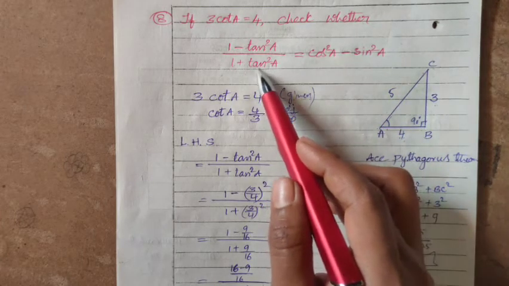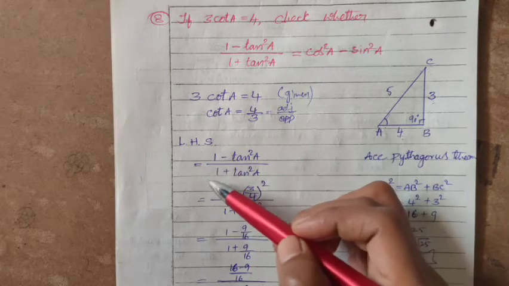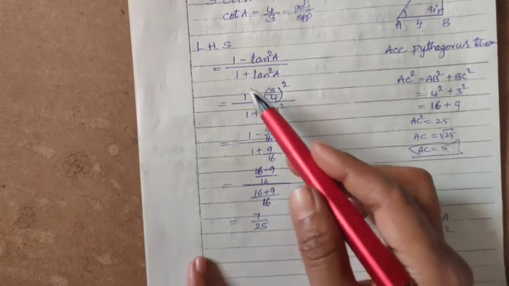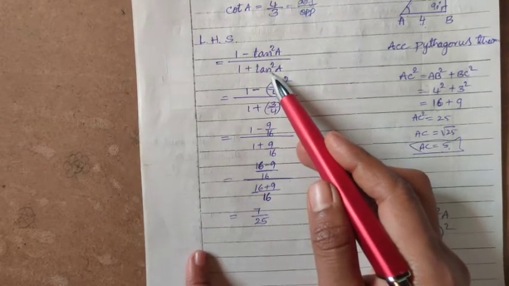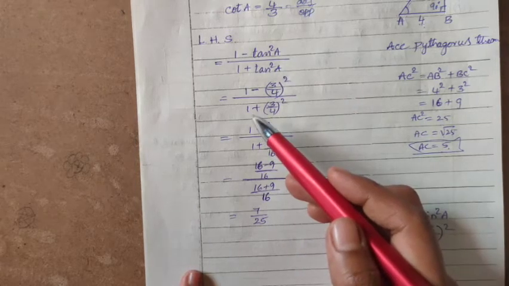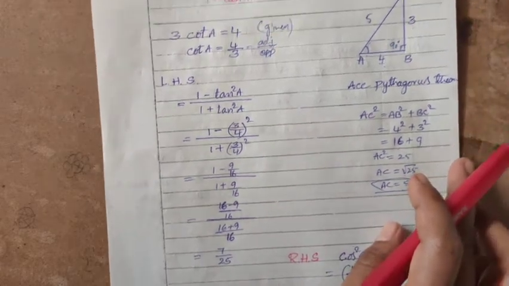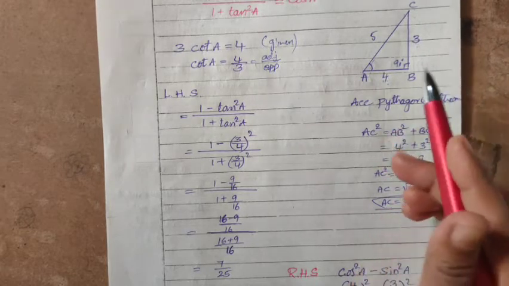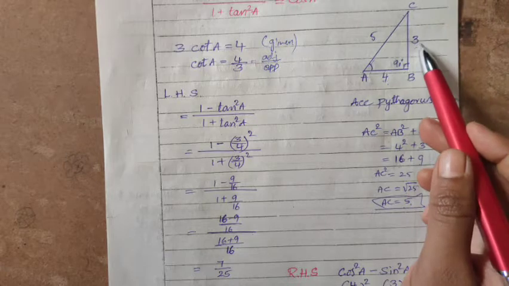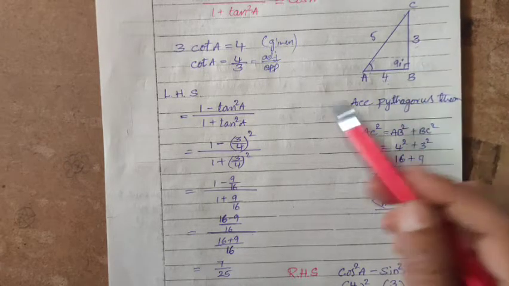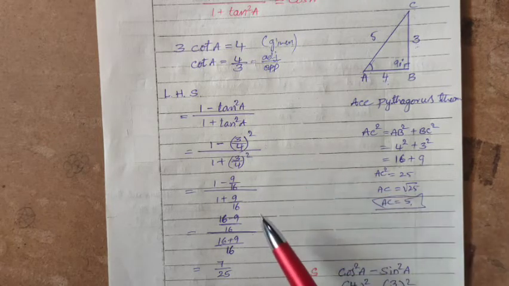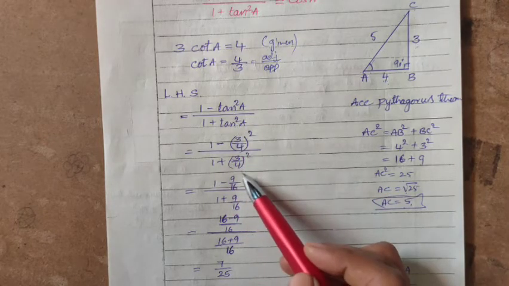First take LHS. So LHS is 1 minus tan square A divided by 1 plus tan square A. Now put the values of tan A. So what is tan A? Yes, tan A is equal to opposite divided by adjacent side. So 3 divided by 4. So write the value of tan A is 3 by 4 and here also 3 by 4.